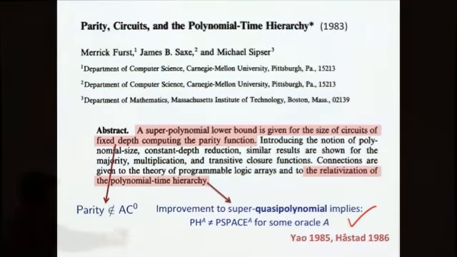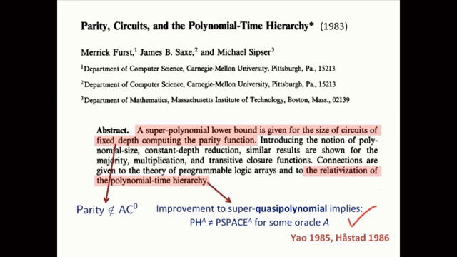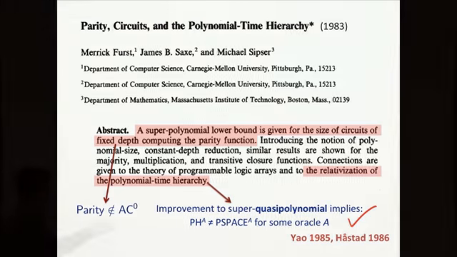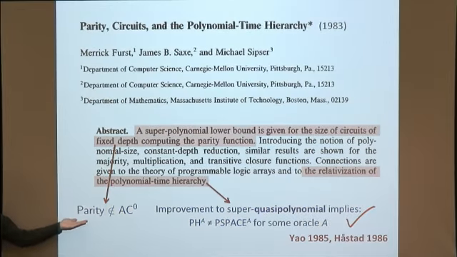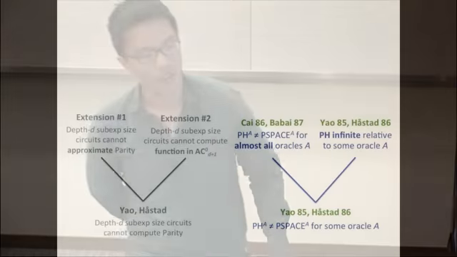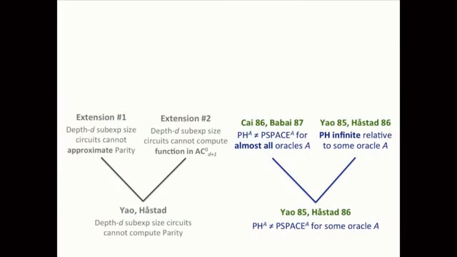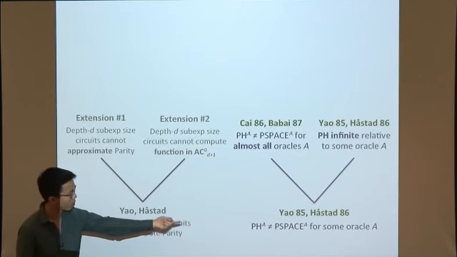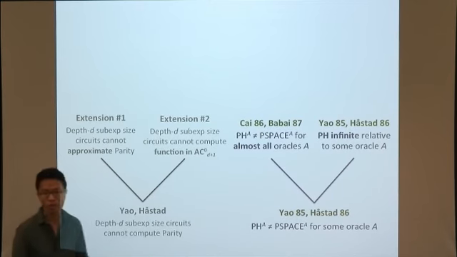And this was done by Yao and Hastad in '86, and not surprisingly, they proved this by proving the circuit result. They proved sufficiently strong lower bounds on the size of circuits computing parity. So in fact, we saw 2 slides ago, you have the circuit results and the 2 extensions. They correspond perfectly to a picture in the relativized world. Yao and Hastad proved that depth D circuits of large size cannot compute parity. And that corresponds exactly, and this was a motivation for them, to show that PH is not equal to PSPACE for some oracle A.